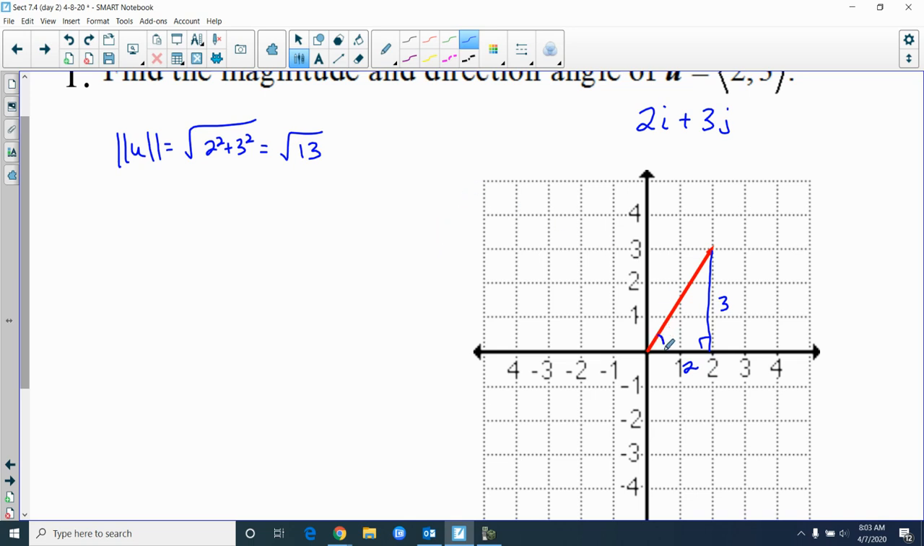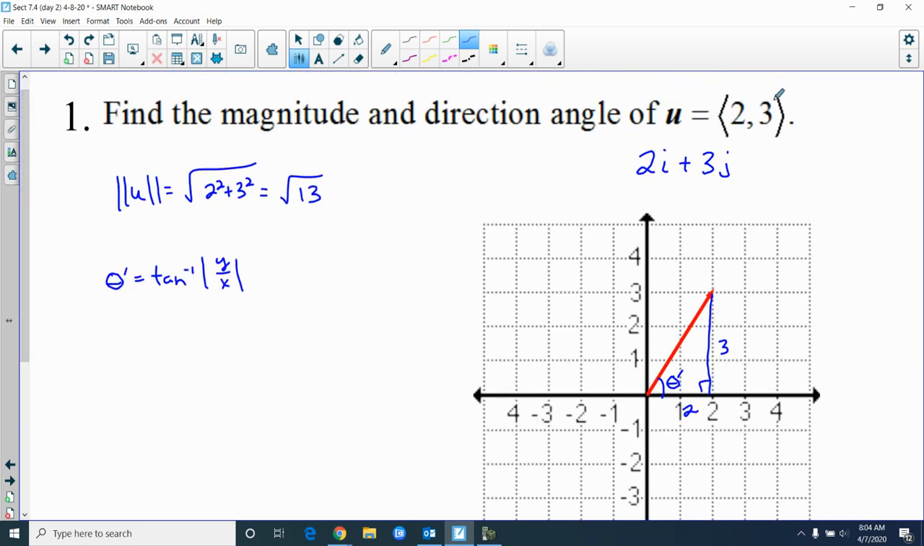Now, we need to know this angle. When we're solving it, it depends on what quadrant we're in. This method will always find our reference angle. So I'm going to list it as theta prime. Theta prime is always going to be the inverse tangent of the absolute value of y over x. Y will be the 3, just like you would think of it as an ordered pair. X would be the 2.